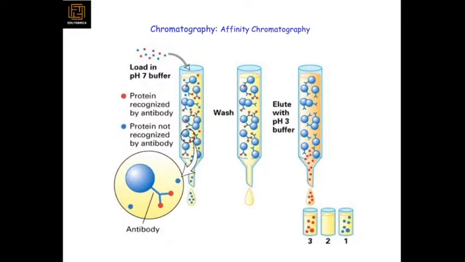In this affinity chromatography, you have protein recognizing antibodies. The red ones are protein recognized by the antibodies, the blue ones are not recognized by the antibodies. So you wash them, elute with a pH buffer, and then you have your red ones separated and the white ones separated.